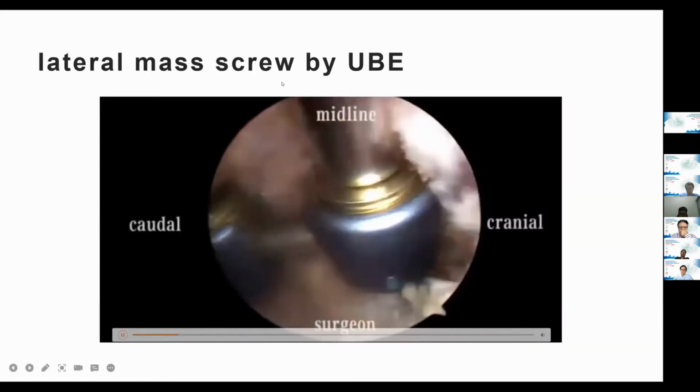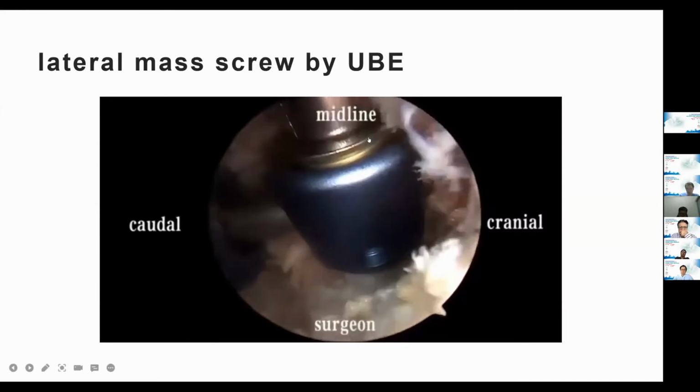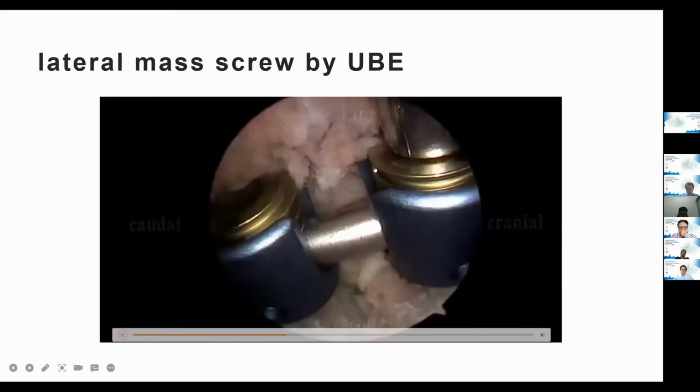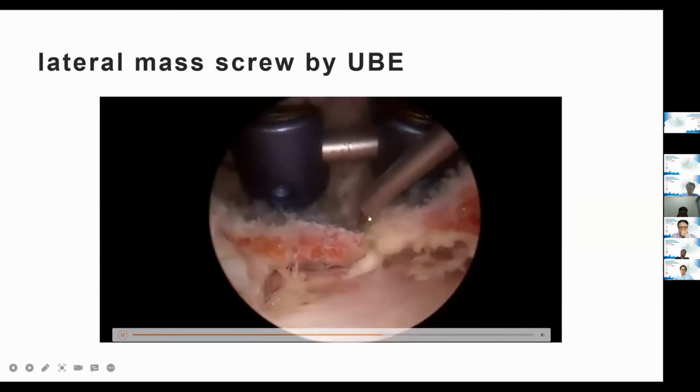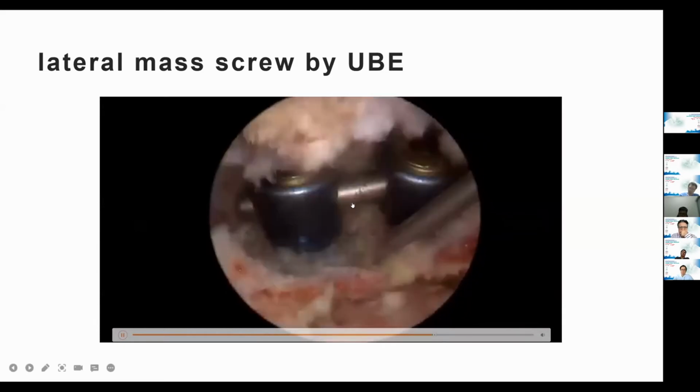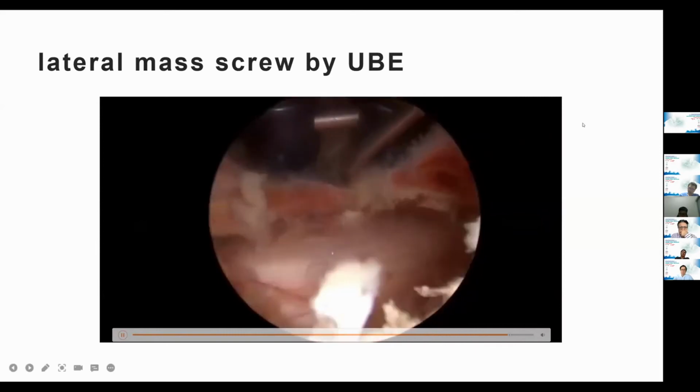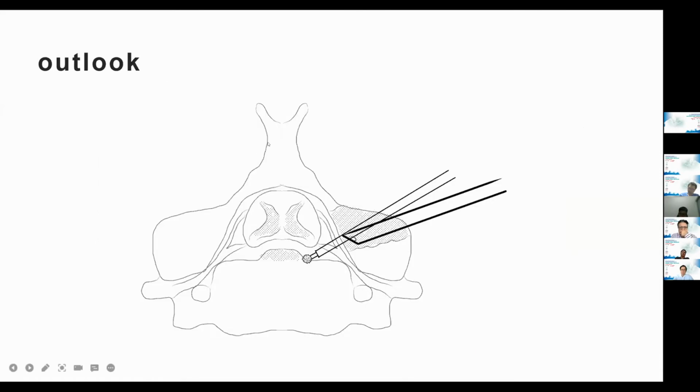I also do the lateral mass screw by the UBE for the instability case. And for this case, I perform the spare tip technique to do the decompression. Outlook, if we choose the posterior approach, how to remove the disc herniation in the central area or the OPLL in the central area? So I designed the more lateral portals for the decompression in the central area.